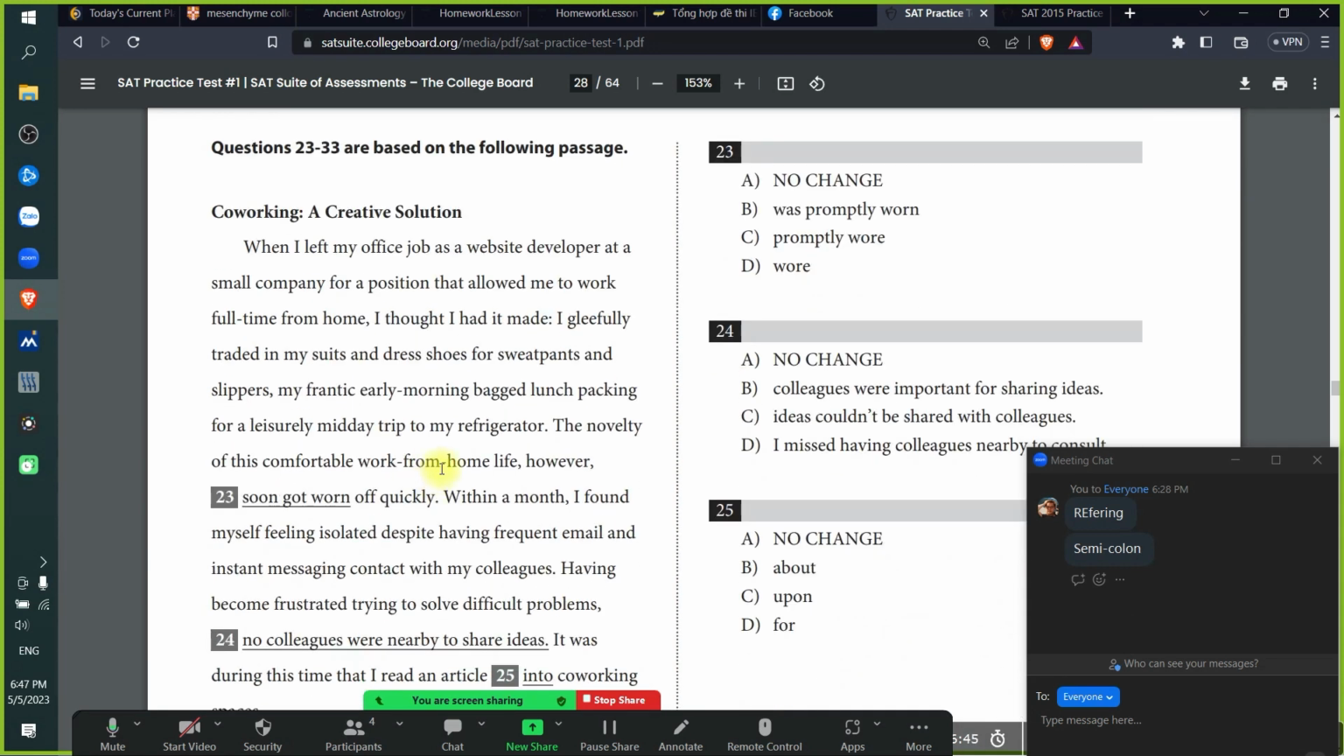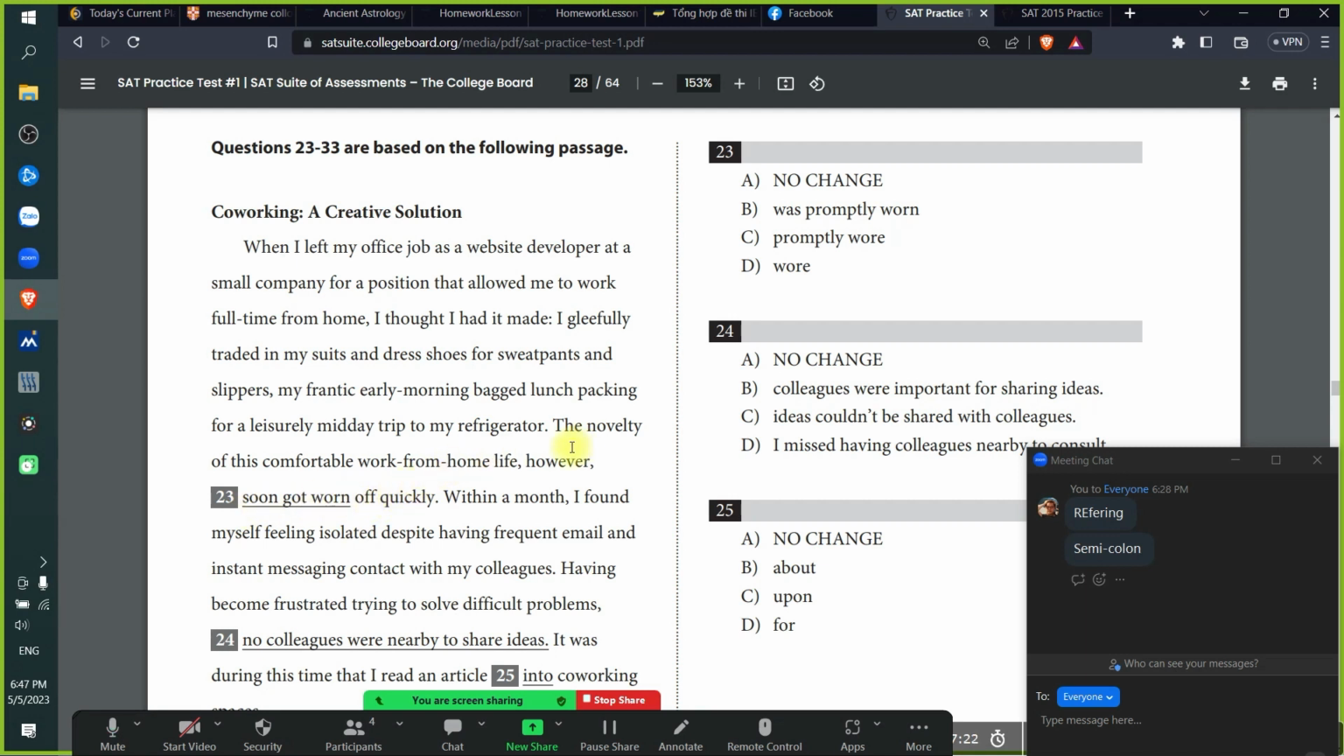23 and 33 are based on the following passage. Co-working, a creative solution. Working together, a creative solution. Okay, co-working, a creative solution. Okay, 23, it's D.